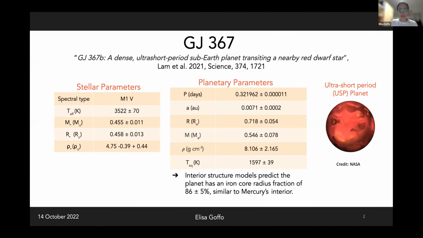So first of all, the star was observed by TESS in 2019, and last year, Lam et al. discovered a dense ultra-short period sub-Earth planet transiting an M dwarf star. This planet is orbiting the star in 0.322 days. It has a mass of 0.55 Earth masses, a radius of about 0.72 Earth radii, and a density of about 8 grams per cubic centimeter. From interior structure models, they predicted that the planet has an iron core radius fraction of 86%.